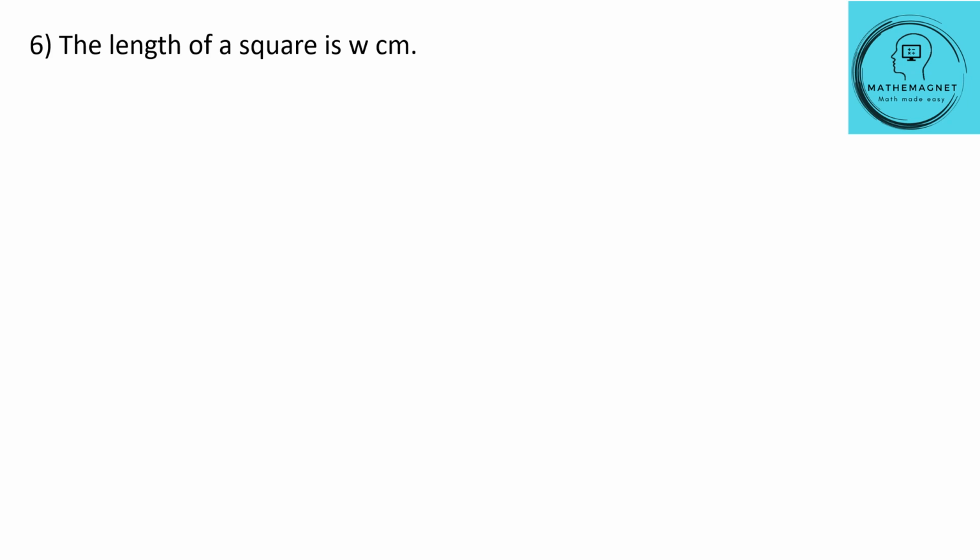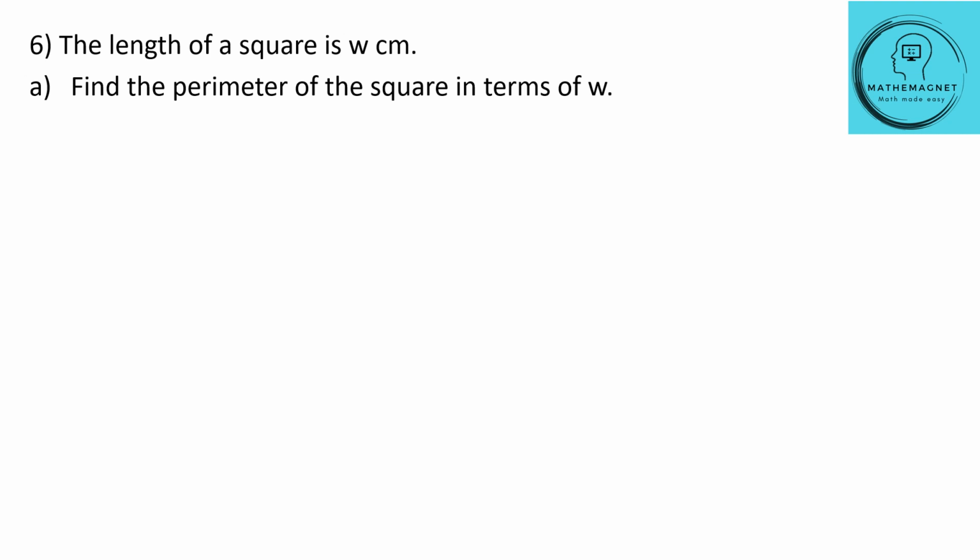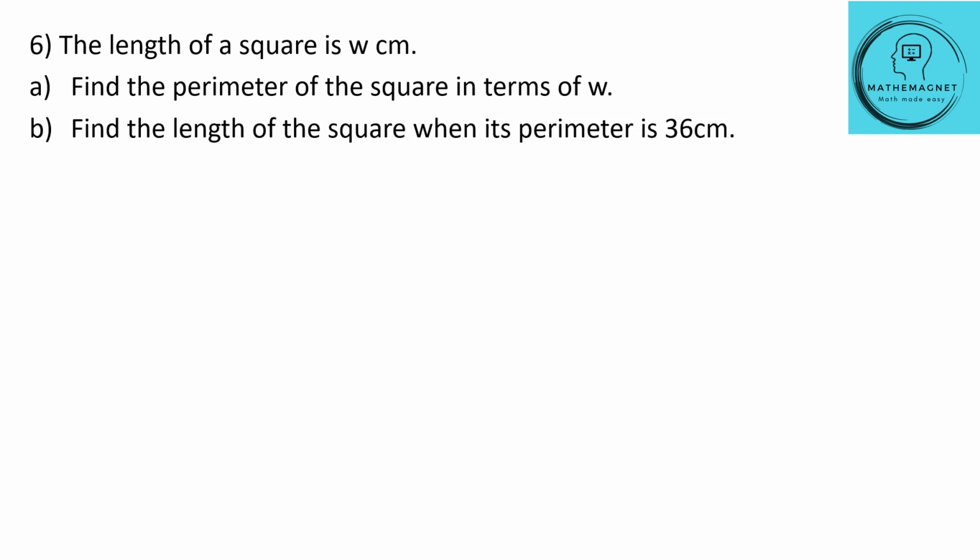The next question, 6. The length of a square is W centimeters. A. Find the perimeter of the square in terms of W. B. Find the length of the square when its perimeter is 36 centimeters. So let's solve one by one. Question A. In terms of W they've asked, and they've given the length as W centimeters.